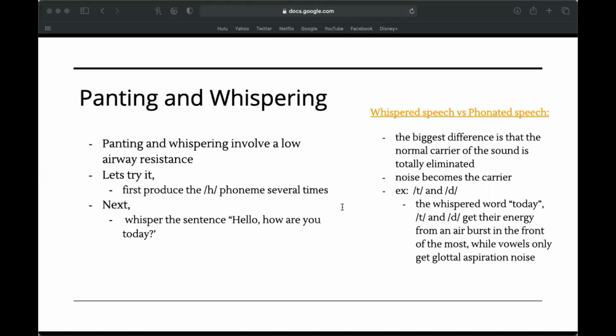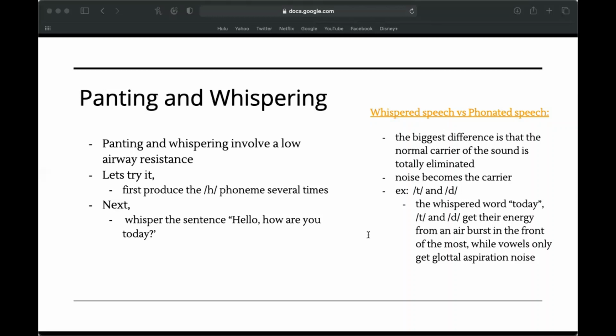Let's try it. First, produce an H phoneme normally several times. Ha, ha, ha, ha, ha. Now produce it with like half the amount of airflow. You notice the difference? Next, whisper the sentence, hello, how are you today? Notice that you may need more air to produce that short sentence than you would just normally speaking.